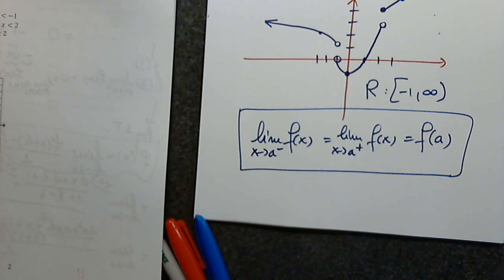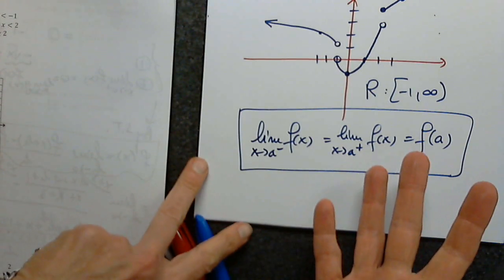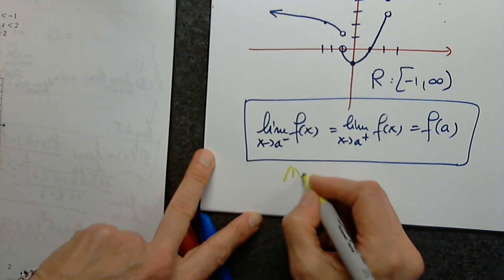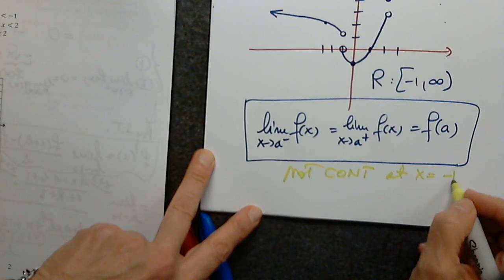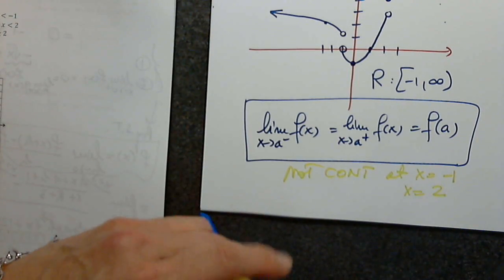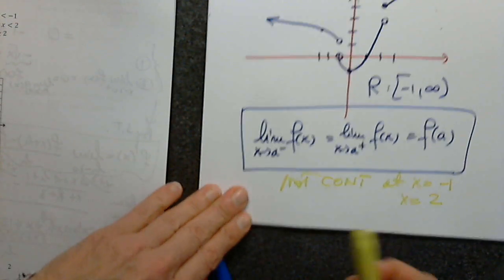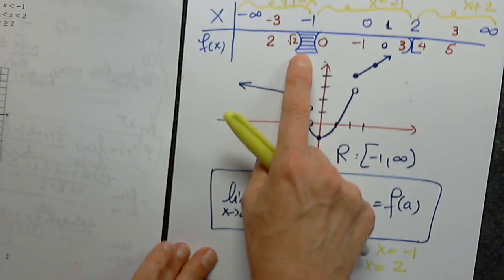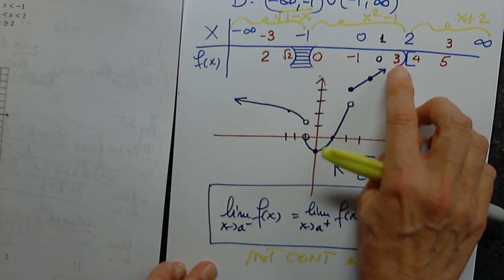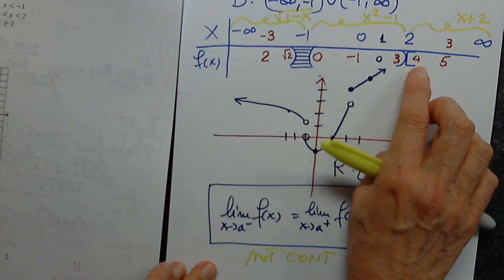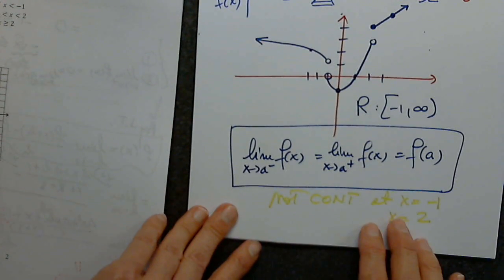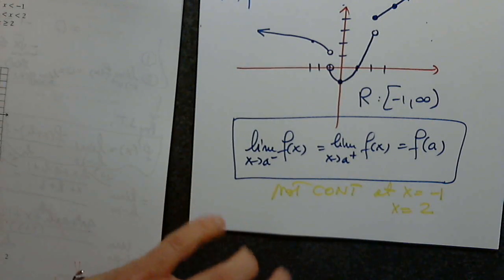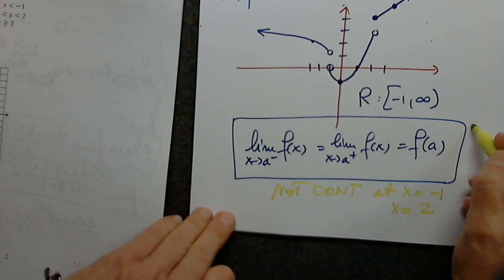So now, I will say clearly, not continuous at x equals negative 1 and x equals 2. It's very clear. How can it be continuous if it's not even defined at negative 1? How can it be continuous at 2 when the limits left and right are 3 and 4? Right? So no. So this is good enough.